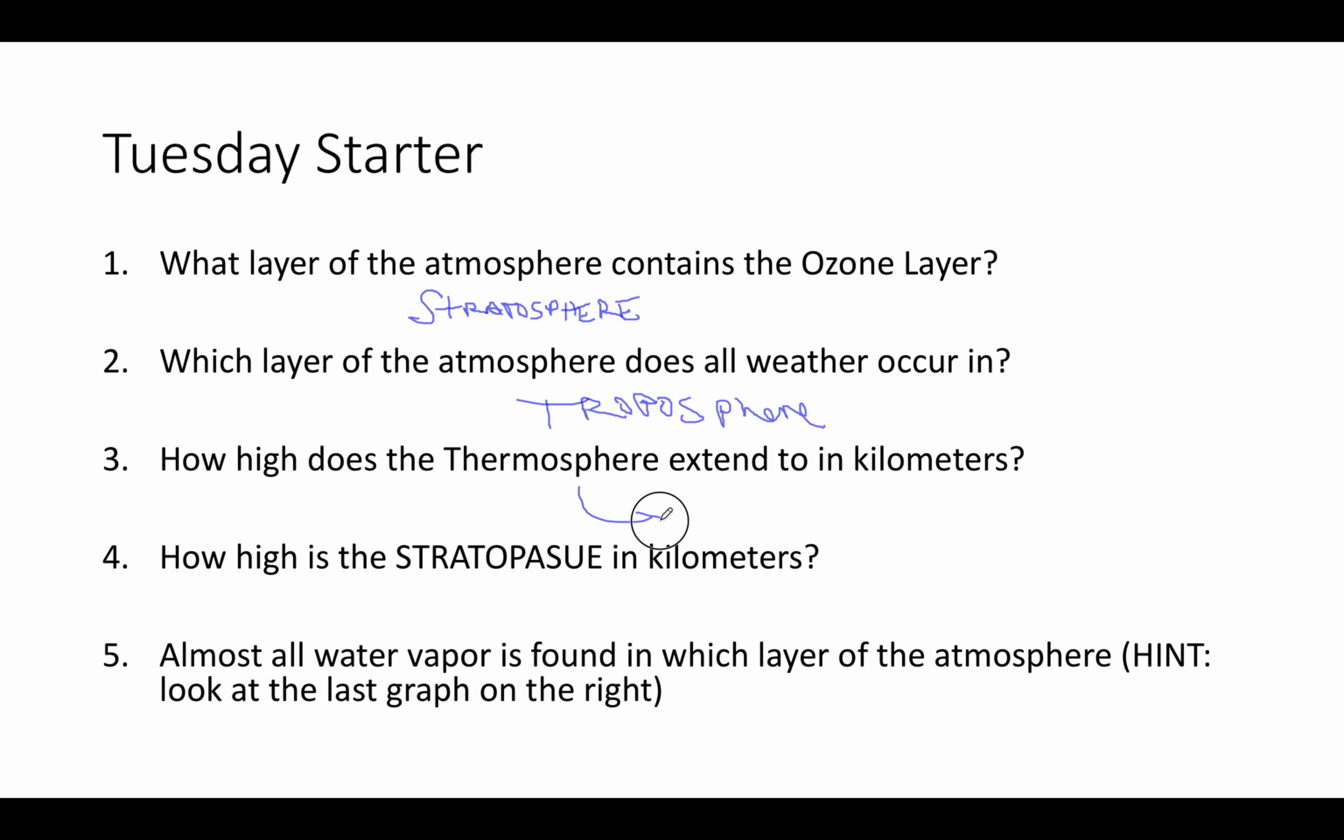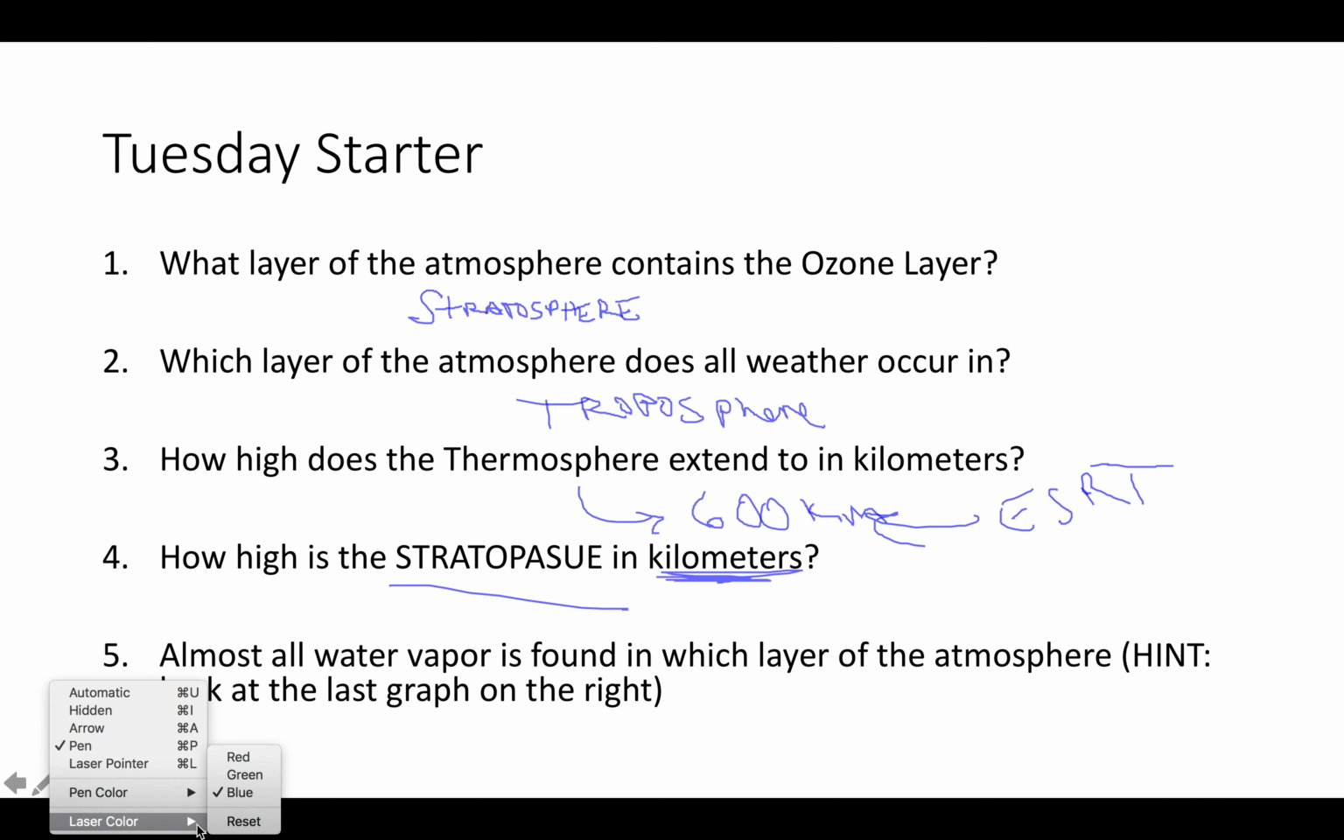The thermosphere extends up to about 600 kilometers. That's a rough estimate, but according to your ESRT, which is all the values we want to use, it is 600 kilometers. The stratopause, I'm going to have to try and remember that off the top of my head, but kilometers is key here. So let's take a peek. I'm going to go to the laser here.